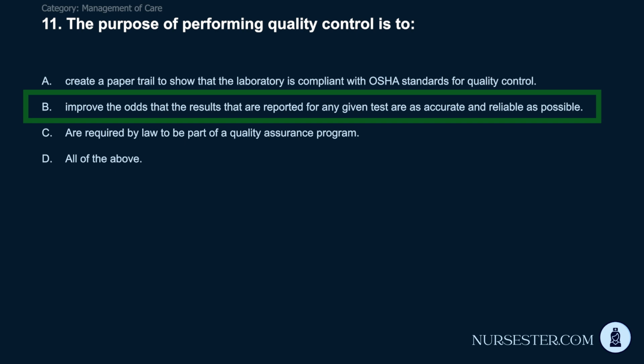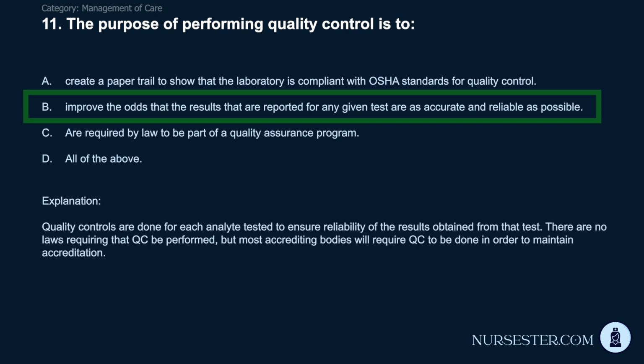Correct answer: B. Improve the odds that the results that are reported for any given test are as accurate and reliable as possible. Quality controls are done for each analyte tested to ensure reliability of the results obtained from that test. There are no laws requiring that QC be performed, but most accrediting bodies will require QC to be done in order to maintain accreditation.